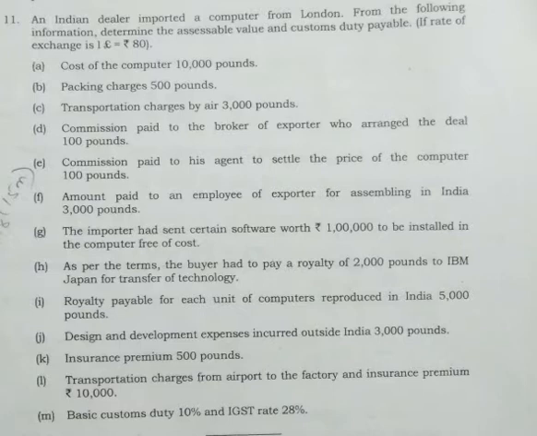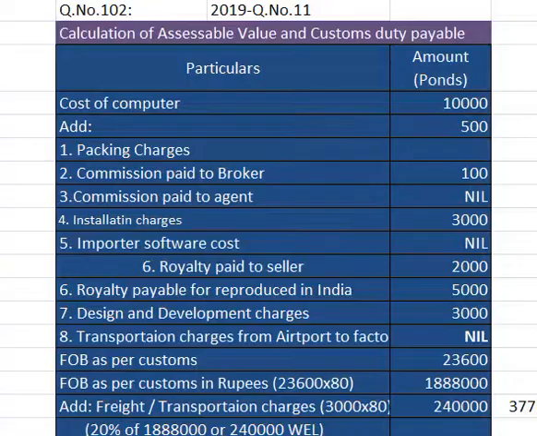If you see the previous question, it is like that only: development charges paid in India. Once the goods have reached a particular place, any expenses paid there are not considered. Here also there are some expenses; we will go one by one. The cost of the computer is 10,000 pounds. So 10,000 pounds into 80 rupees, the exchange rate for 1 pound.